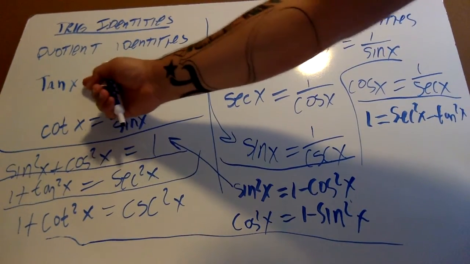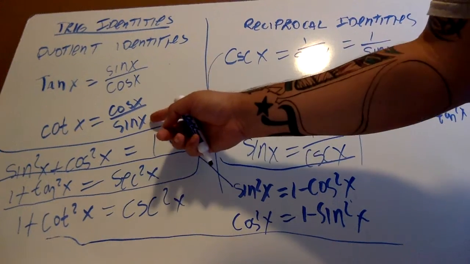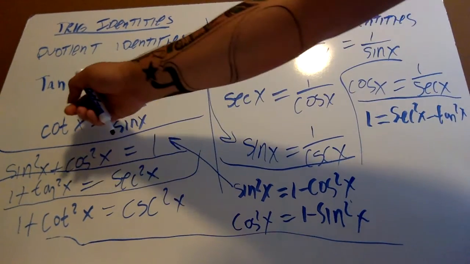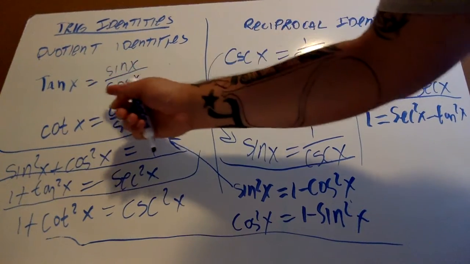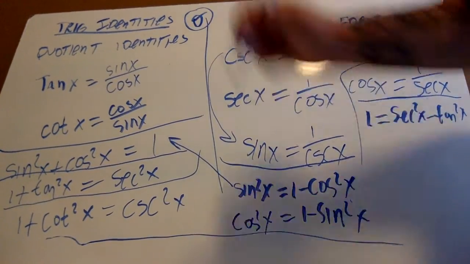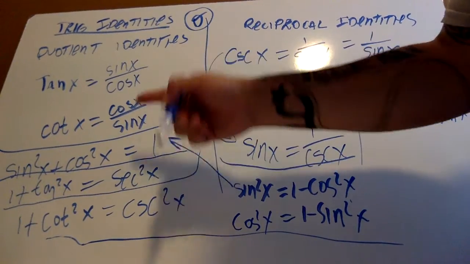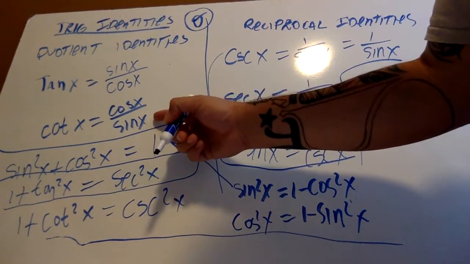So let's review. Tangent x equals sine over cosine. Cotangent x equals cosine x over sine x. And again, I'm using the x because I think it's easier to memorize, but most of the books and most of the people use the theta, which is this one here. I don't like to use it, but it's the same thing. So tangent x is sine over cosine. Cotangent x equals cosine over sine.